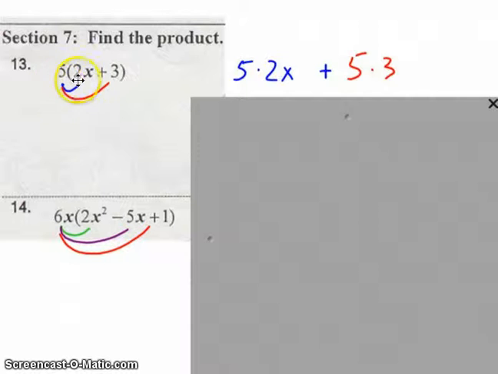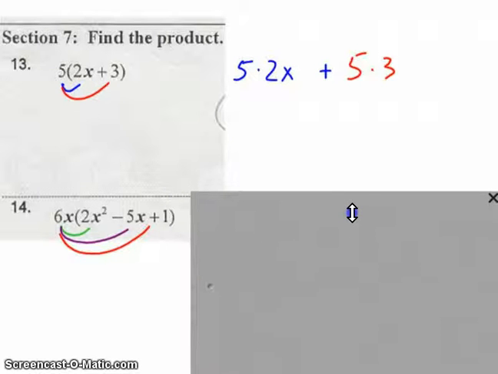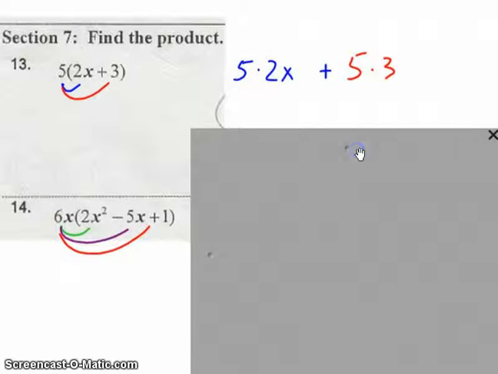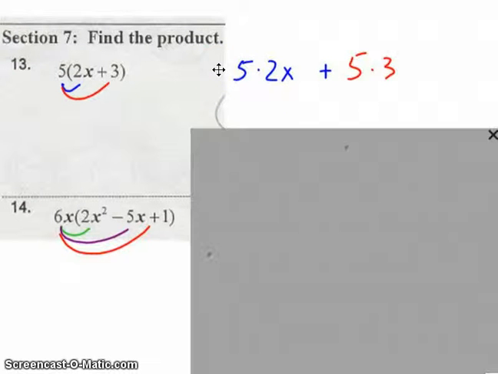That means I'm going to do 5 times 2x, and then separately, I'm going to do 5 times 3. Well, 5 times 2x, I guess I haven't written down the answer. Must be on the next slide. Let's see. Nope. 5 times 2x is 10x. 5 times 3 is 15, so your answer is going to be 10x plus 15. I guess I did write the answer on the other one. Let's put that back there.